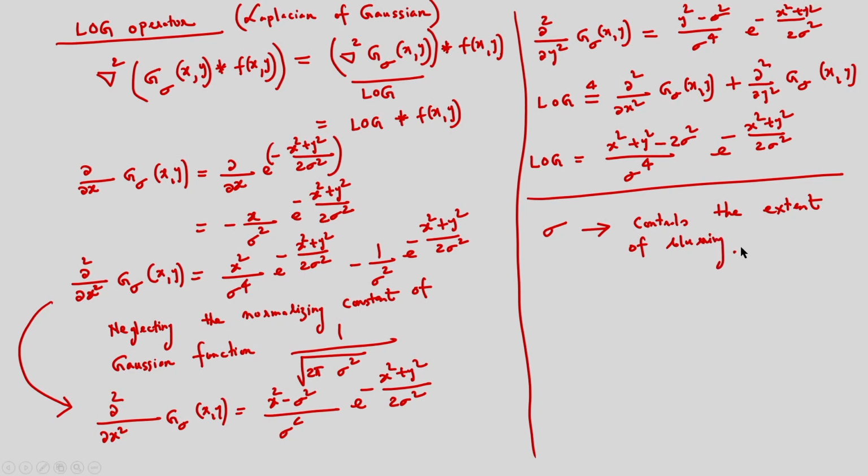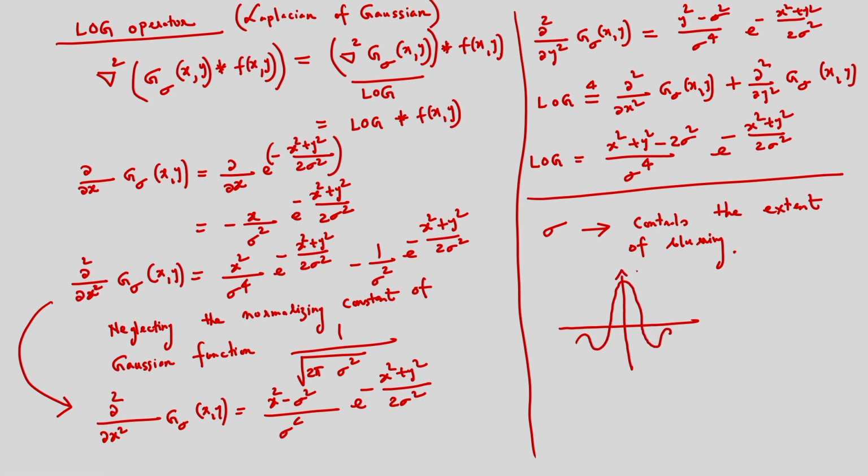So the sigma controls the extent of blurring. You can see that I can get the LoG operator, that is nothing but the Laplacian of Gaussian. I am considering one Gaussian function, and after this I am taking the Laplacian. So you can see I am getting the LoG operator. And if I want to plot this LoG operator, it will be very similar to this shape.